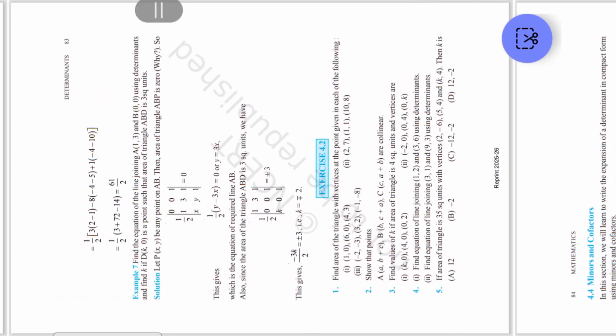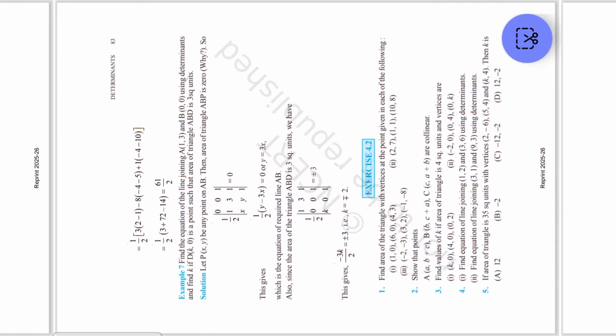For 2 marks, the area of triangle topic gives a 2 marks question, and also find the x value, y value, or determinant, or evaluate the determinant. Topics like these are only asked for 2 marks questions.